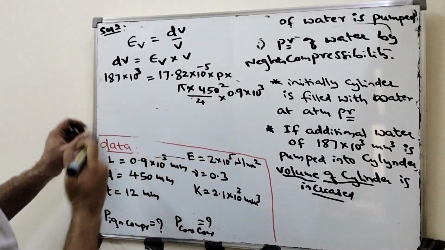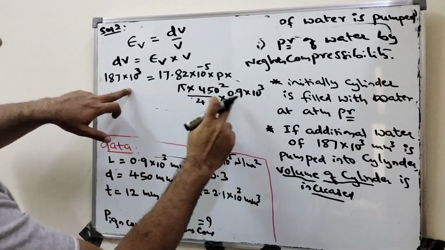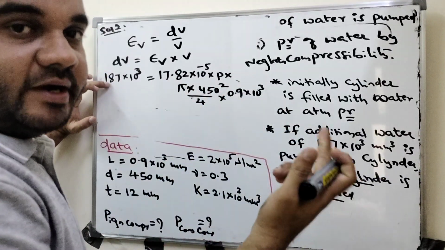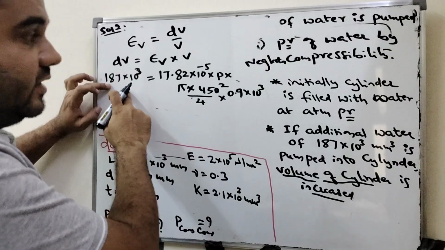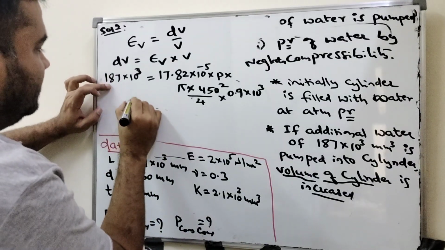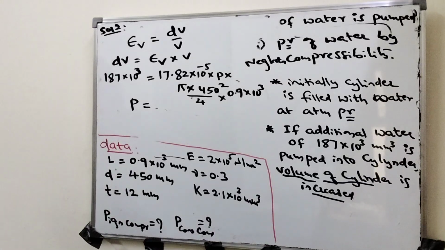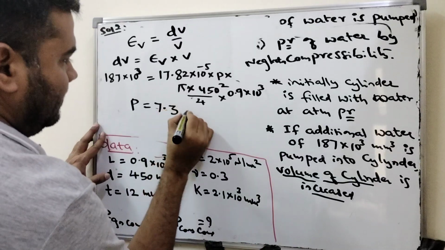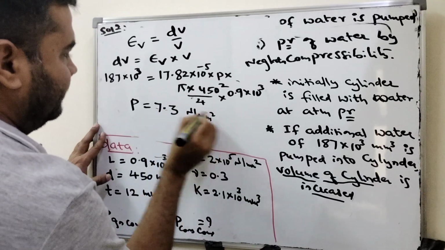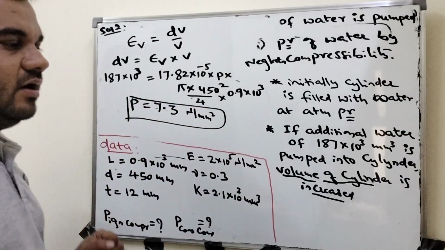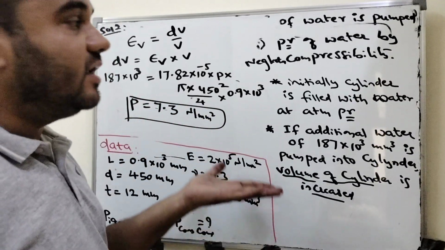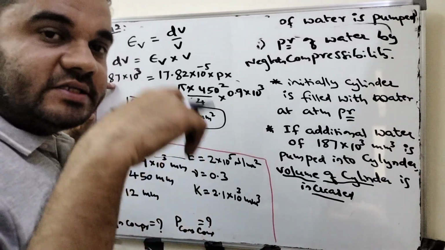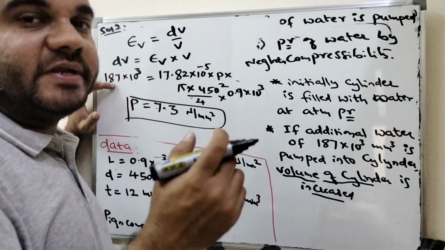Now, in this equation only one is unknown, that is P. This is the additional volume of water you supplied to the cylinder, the left side, change in volume. Okay, so now from this equation, P equal to you will get here 7.3 Newton per mm square. This is the pressure if you supply an external amount of extra 187 into 10 raised to 3 mm cube of water pumped into the cylinder by neglecting the compressibility factor.